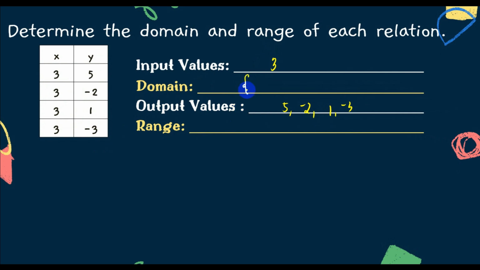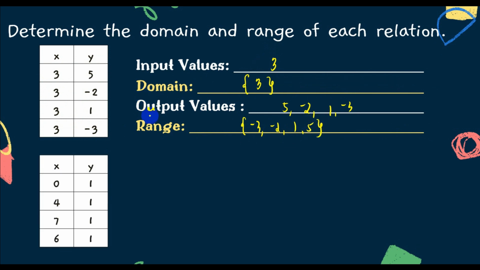And again, for the domain, this is the set of all input values, and nag-iisa lang siya. So, enclose pa rin natin siya sa braces, same as dito sa range. Set of all output values, rewrite it in least to greatest form, starting with negative 3, negative 2, 1, and then 5, enclosed in braces.